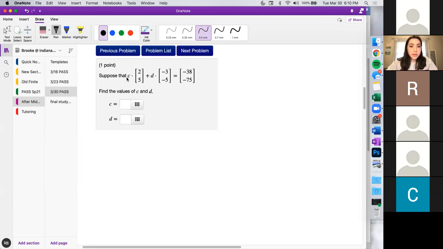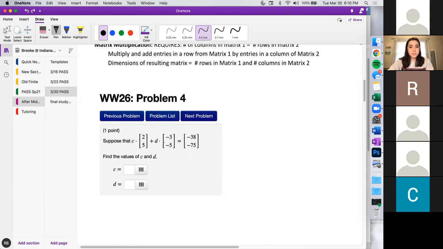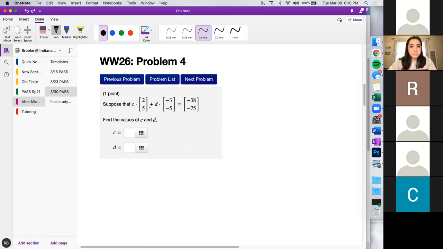So here we have C times the matrix 2, 5 plus D times the matrix -3, -5 equals -38 and -75. So we have some scalar multiplication going on with this C and D times matrices, and then we have them added together here. The first thing you'd want to check on a test, in case one of the answer options is "does not exist," would be, can I even add these 2 together? And to check that, I would first look at your multiplication.